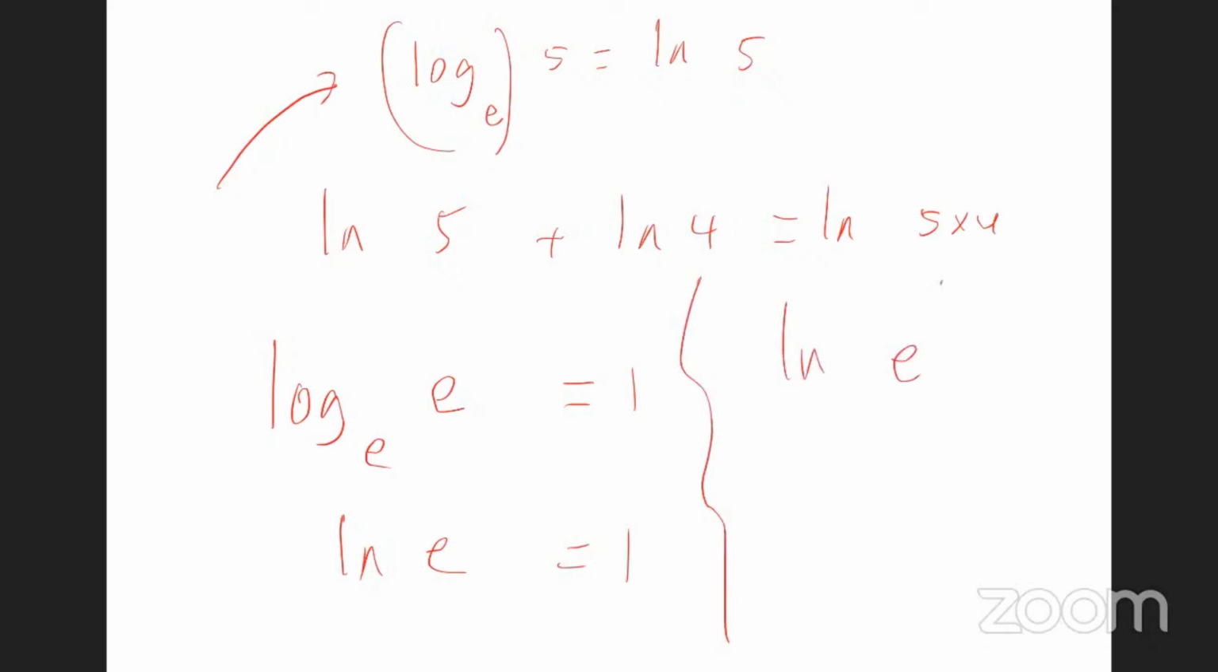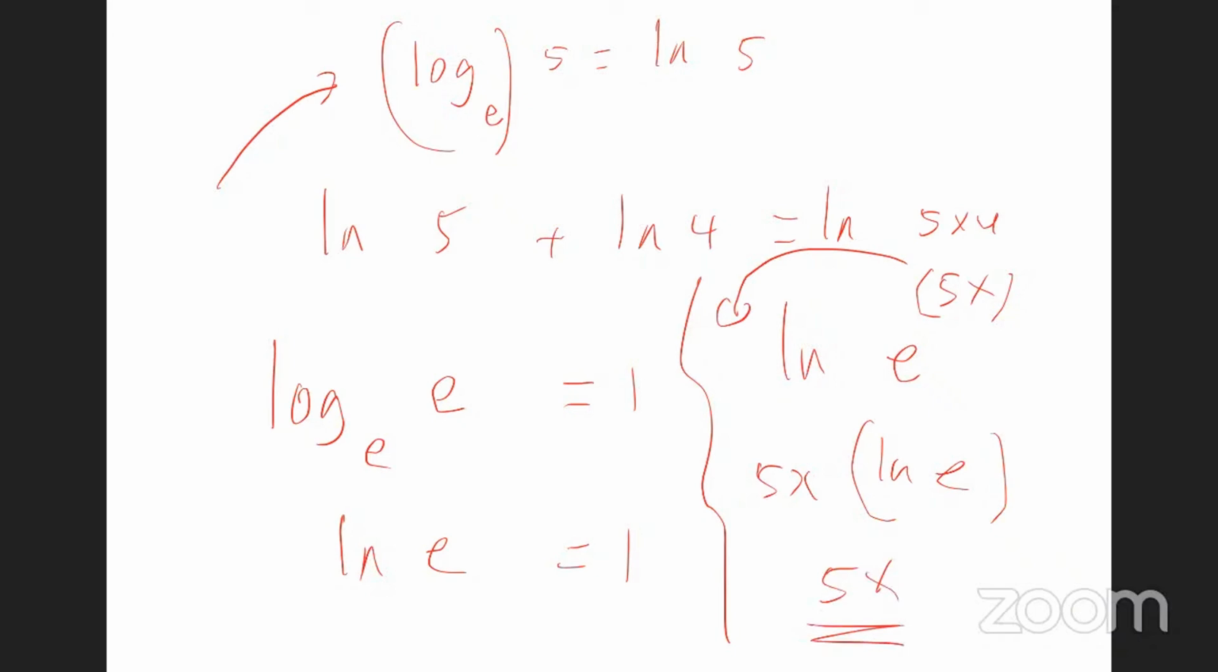What is ln of e to the 5x? You can take the 5x and bring it in front, so that'll be 5x ln e. And we know that ln e is 1, so the answer is 5x. So ln of e to the 5x is simply 5x. Are you okay with that?